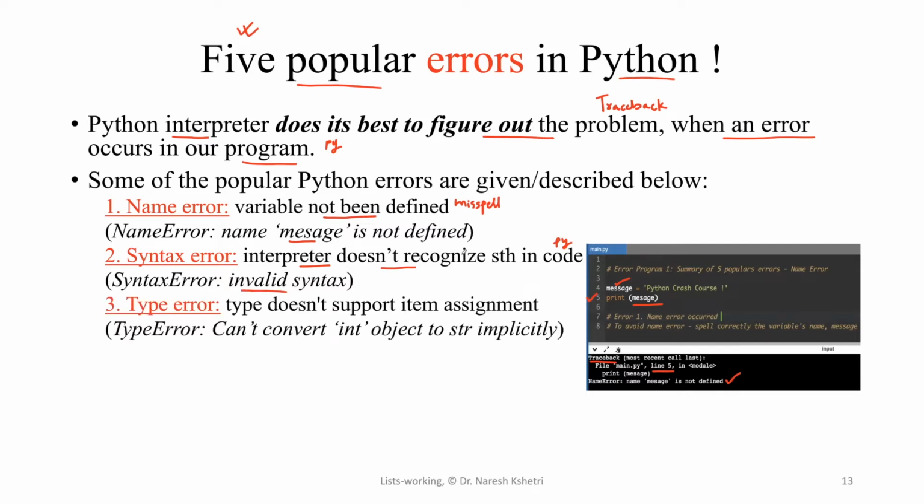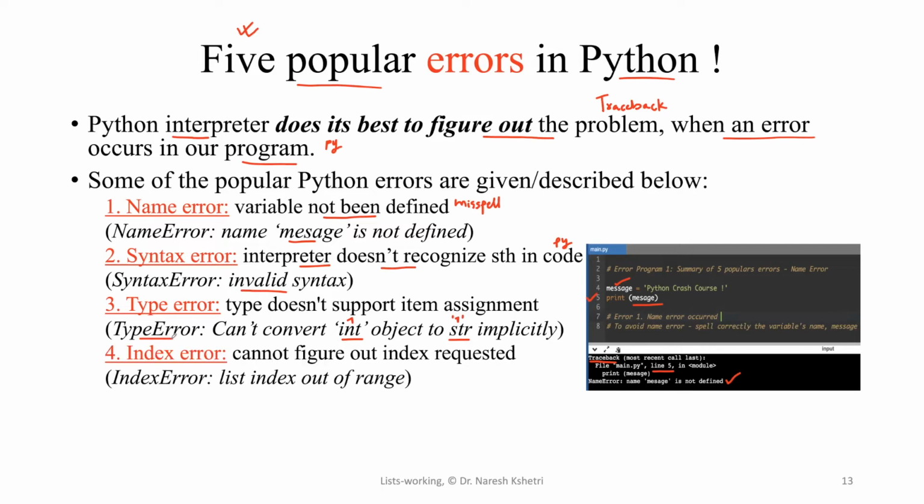Third one, it's an error related to typecasting, when one object type cannot be converted to another. For example, here it's saying it cannot convert the integer to the string. You all know that to use a string, we use single inverted commas or double inverted commas, and this type of error is generated as a type error.